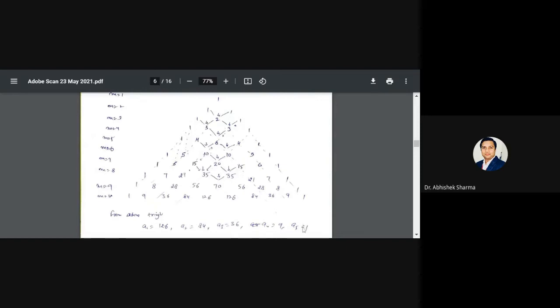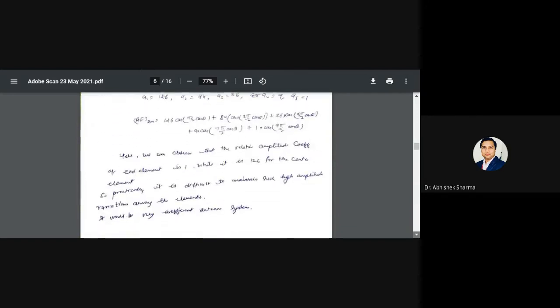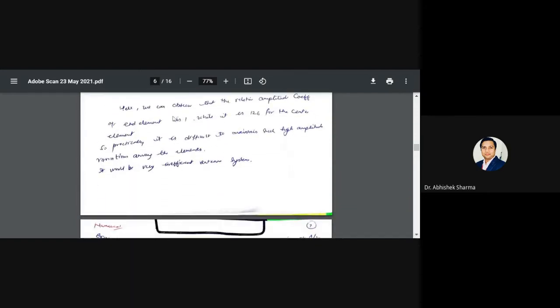So this is not practical because the difference between the amplitude excitation of the A1 element and the A5 element is a huge gap. From this we can observe that the relative amplitude coefficient of the end element is 1 while it is 126 for the center element. So practically it is difficult to maintain such high amplitude variation among the elements. So it would be a very inefficient antenna system.